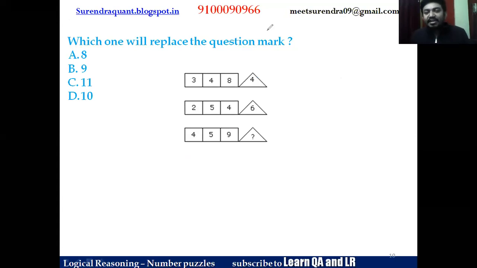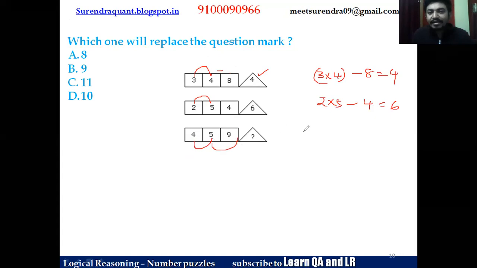This kind of question generally can be solved if you have more practice in number puzzles and you have more ideas, guys. So can you see 3 into 4, 12, minus 8 is 4. So first the product of the first two numbers and then the difference. This will give the number inside the triangle. So 2 5s are 10, minus 4 is 6, right? 4 5s are 20, minus 9, that is 11. 20 minus 11, right?